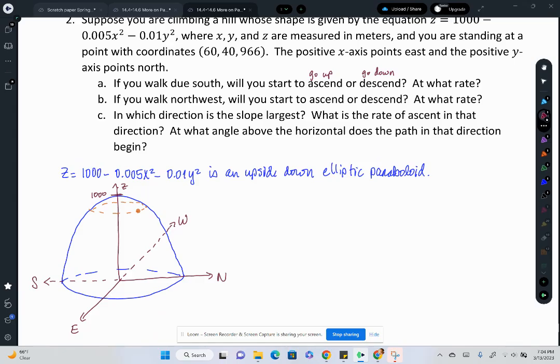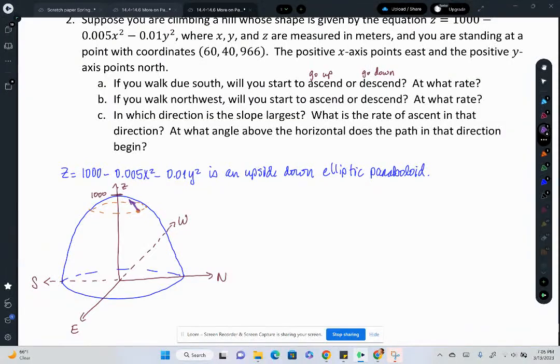In order to head due south, it looks like we would have to, let me get a different color here. We would have to, what's the best way for me to draw this? So we'd have to kind of go up and head towards the back, towards the negative y-axis. It's kind of hard to draw arrows in 3D. So my guess is that we would be ascending. I don't know the rate, but I know we'd be ascending.